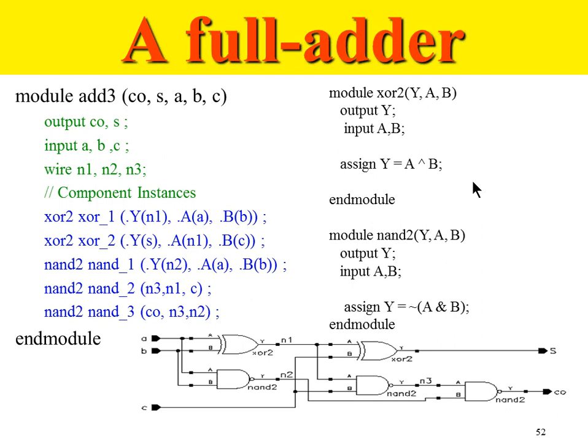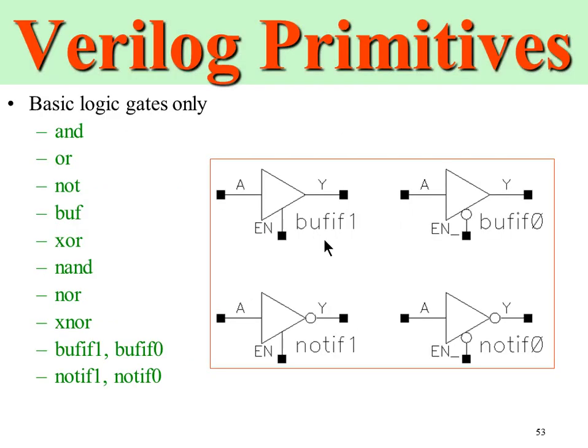Okay, so we talked about primitives. These are the various primitives that are part of the Verilog primitive library. Primitives means basic gates: and, or, not, buffer, XOR, NAND, NOR, XNOR. Then there is a buffer with pull up and pull down, and an inverter with pull up and pull down. Mostly nowadays, first of all, nobody uses basic gates in the design.